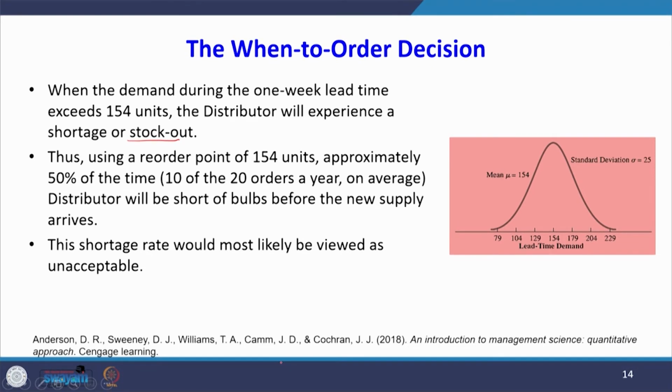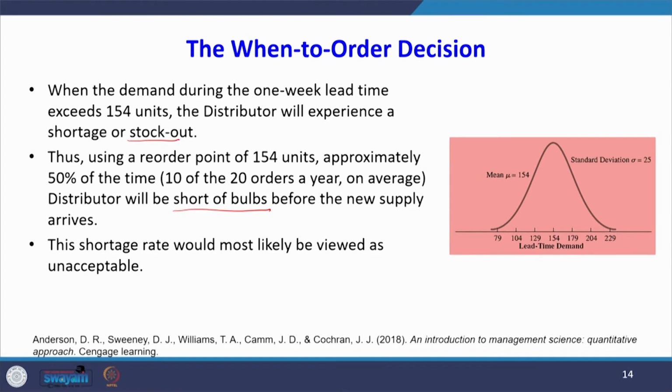Thus, using a reorder point of 154 units, approximately 50% of the time, that is 10 of the 20 orders a year on average, the distributor will be short of bulbs before new supply arrives. So, we should not go for 154. See, 50% of the time out of 20 orders, so 10 times you will come out with a shortage. So, this shortage rate would most likely be viewed as unacceptable.